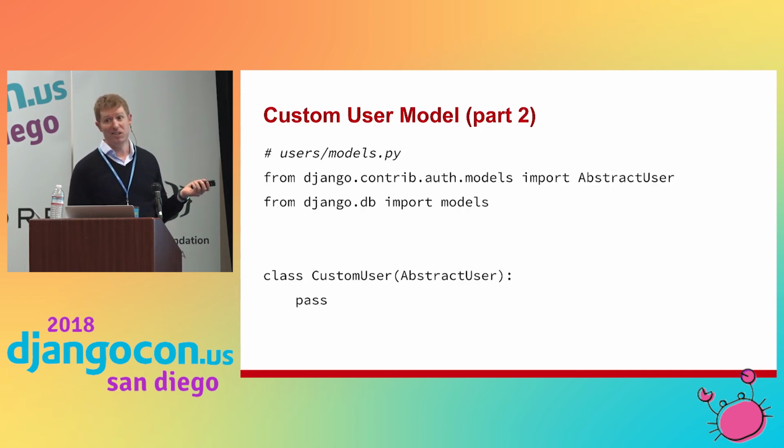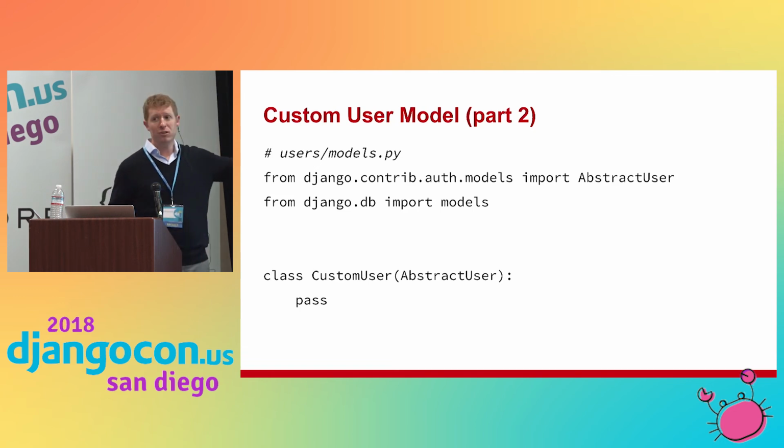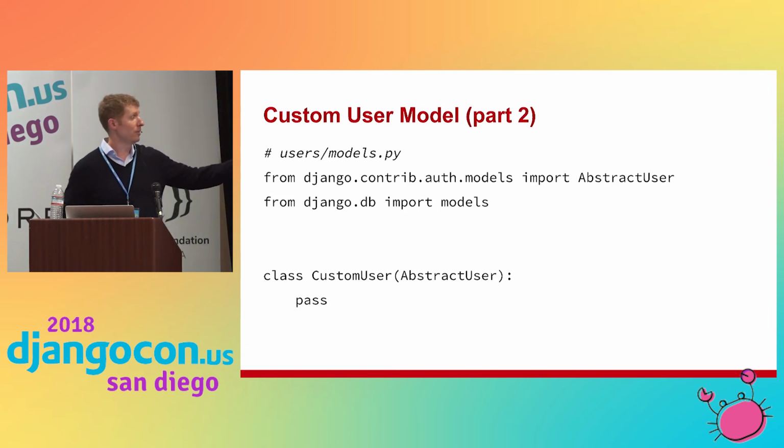And this is all you have to do. You don't even have to put anything in it. You can just put pass. I'm simply extending the built-in. I'm using AbstractUser here. You could also do AbstractBaseUser. Don't use it until you need to. That's my rule of thumb.